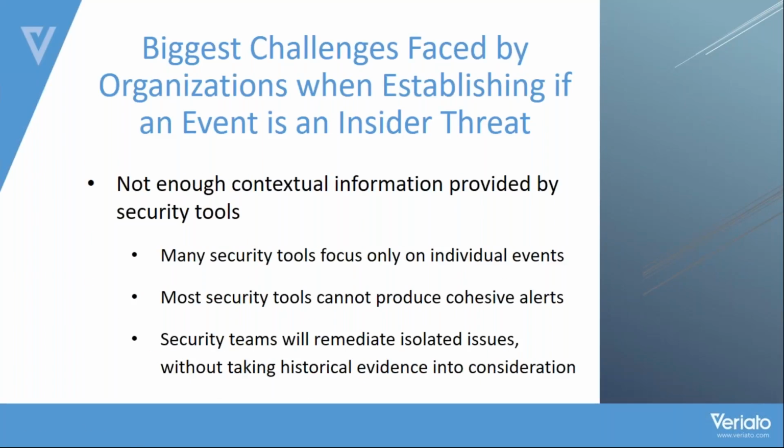Here are some of the things I was talking about. When we talk about contextual information, a lot of the tools focus only on individual events. They're not aggregating those events and putting those things together like they should be. Most security tools cannot produce cohesive alerts, as I mentioned. What is it that I should be looking for? See, it's easy to see a package coming through that has malware attached to it. But how easy is it for a tool to detect that Derek usually works from 9 to 5, but he's here Saturday at 3 o'clock in the morning? Why is Derek there? How can a tool easily do that without looking at behavioral analytics? A SIEM is not going to do that. A firewall is not going to do that.